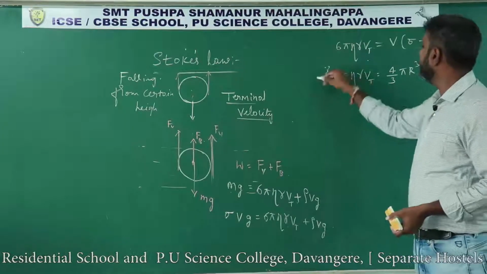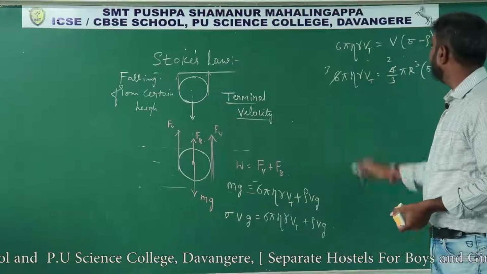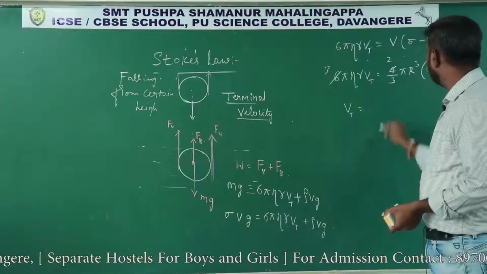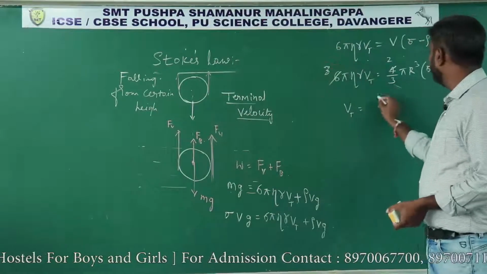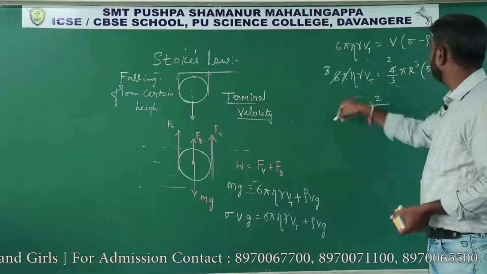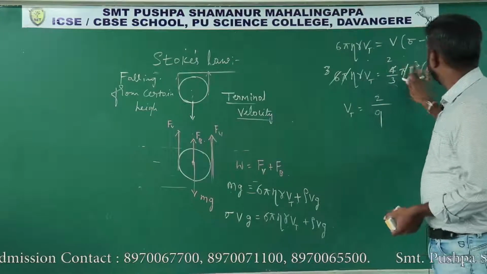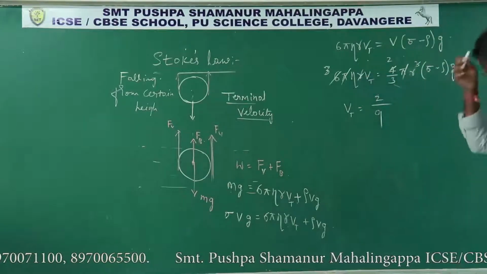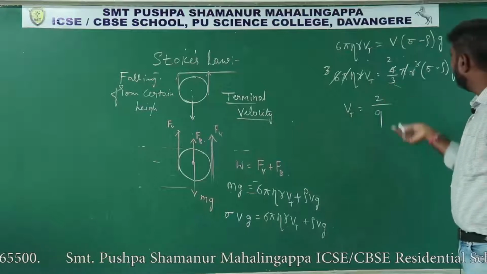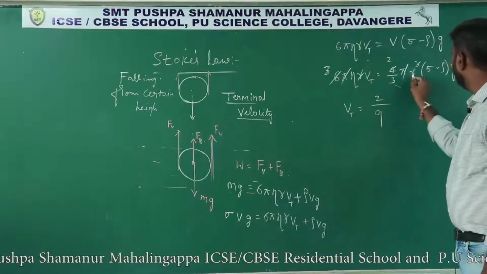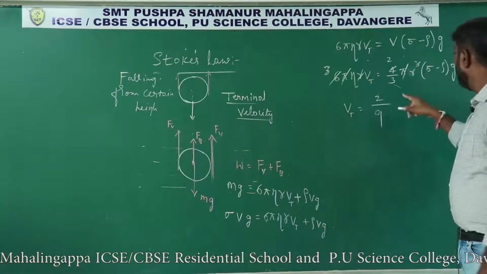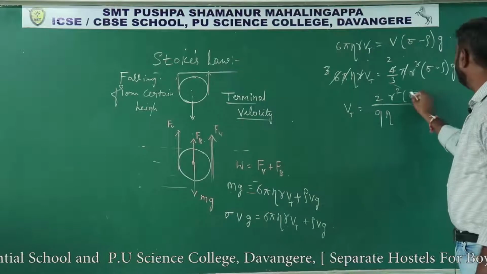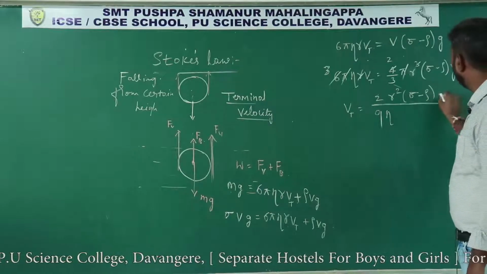Then here 3 times, here 2 times. Then the expression for terminal velocity becomes Vt equals to, this 3 will come here, then 2 by 9, this pi and pi will get cancelled. I will write this as small r cube, then this r and this one will get cancelled. Finally, you will get 2 by 9 in the denominator eta, here r square sigma minus rho into g.